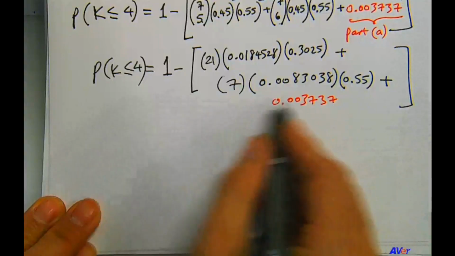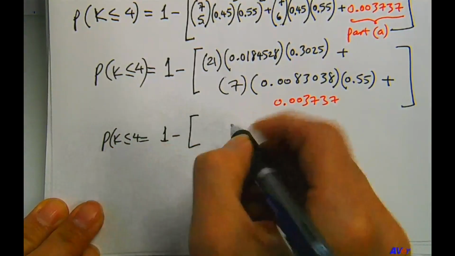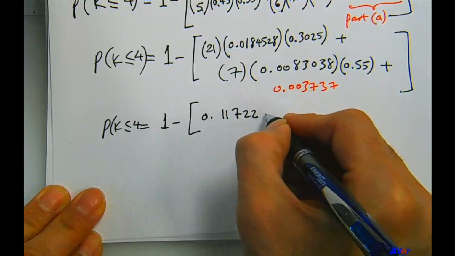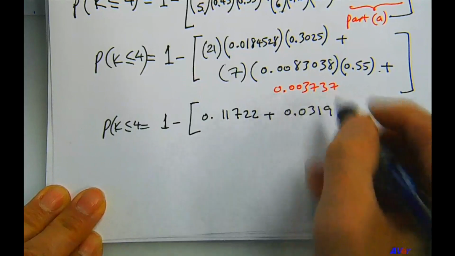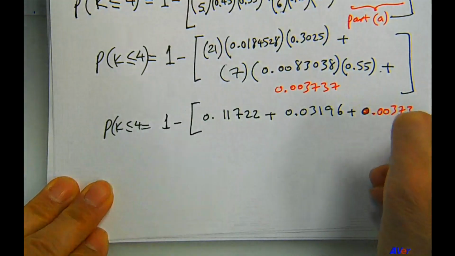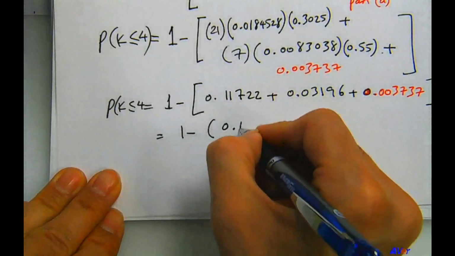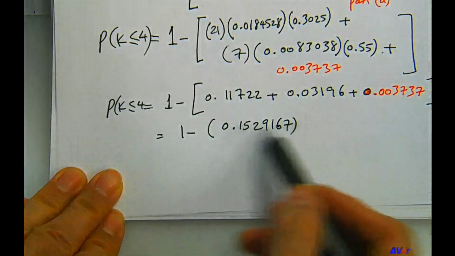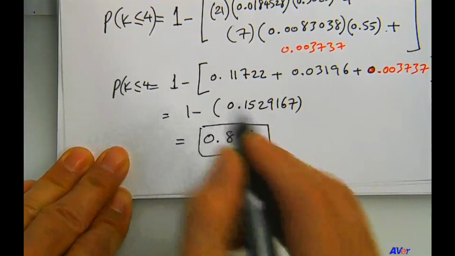So adding all of this, we have probability of k less than or equal to 4, 1 minus, multiply all of that, we get 0.11722, plus, please double check my numbers, multiply all of this, you should get 0.03196 plus, adding this last piece, which we got from part A, 0.003737. So that'll be 1 minus 0.1529167. Again, notice that in the middle of my calculations, I keep so many decimal places. And then at the very end, I'm going to round it to 0.847.